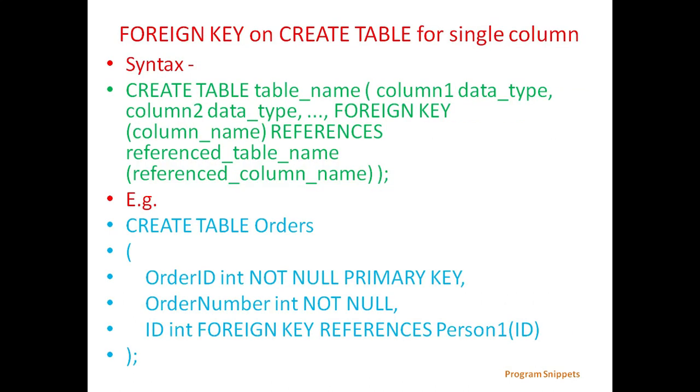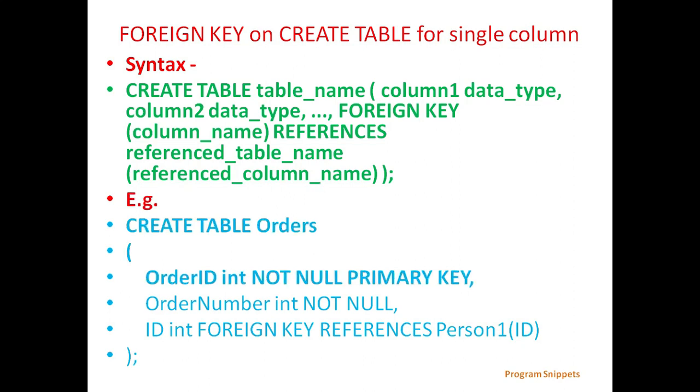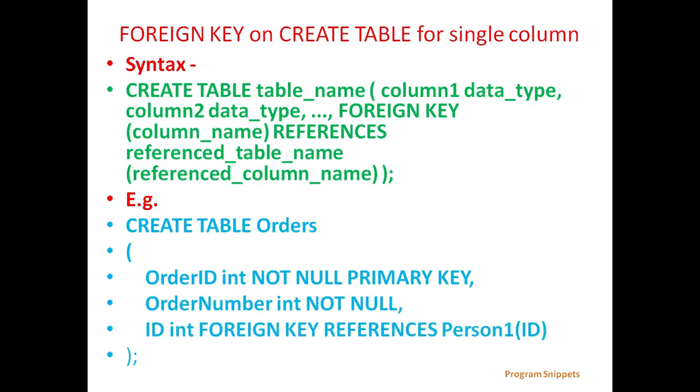General syntax for creating a foreign key on a single column is CREATE TABLE, table name, then columns, and then we specify FOREIGN KEY with the column name, REFERENCES, then the reference table name and the reference column name. For example, CREATE TABLE orders. Here I have defined order ID as a primary key, order number as an integer, and I will declare ID as a foreign key, references person1 ID. Here person1 is a table and ID is the field in the person1 table.